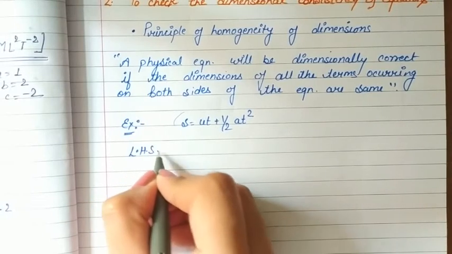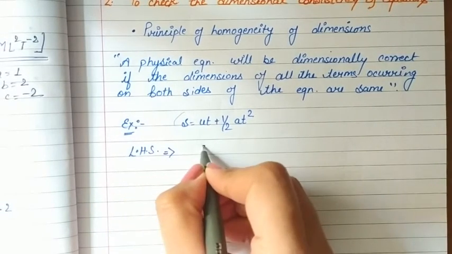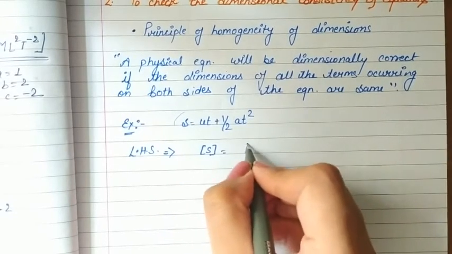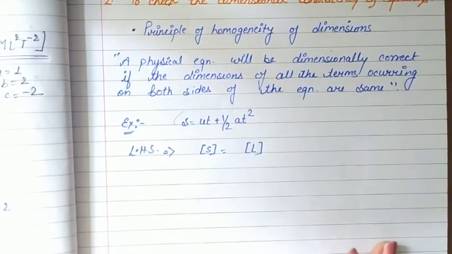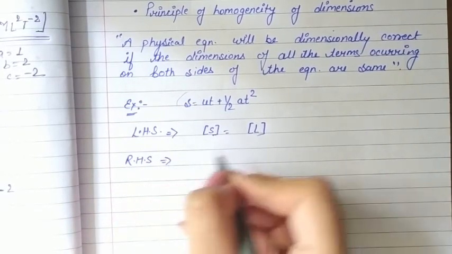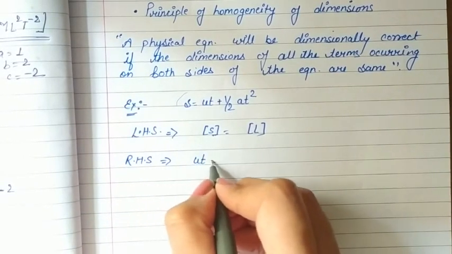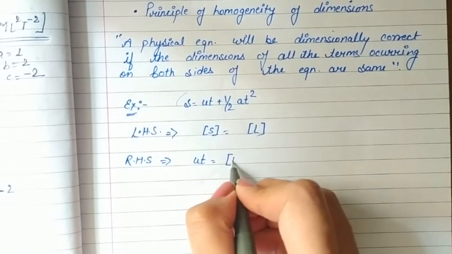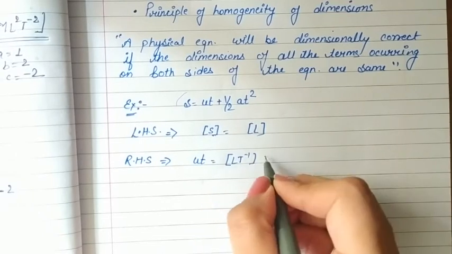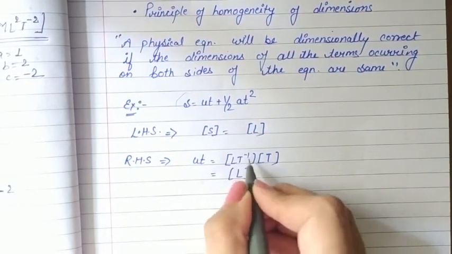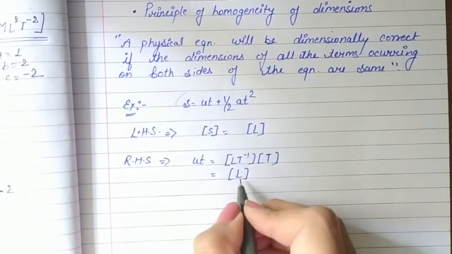For the left hand side, the dimension of s is distance, so the dimension for s is L. Now for the right hand side, we have two different terms. For ut, it will be the dimension of u, which means speed, that is LT minus 1, into the dimension of time, that is T. So it will be L, T minus 1 into T plus 1 gives T0, that is L.